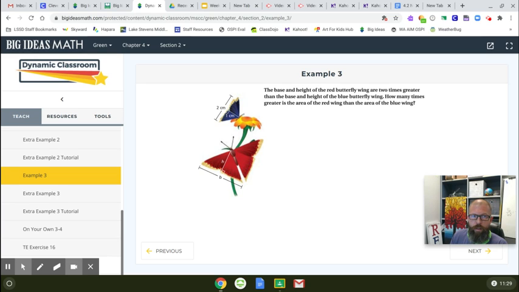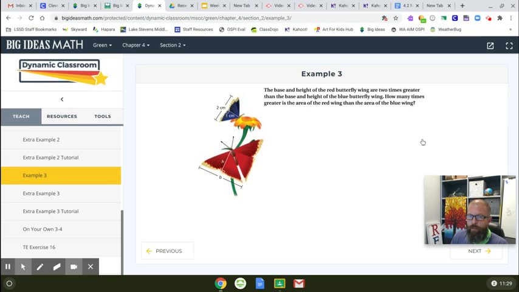All right, here we go. We are on example 3, chapter 4.2, working on the area of a triangle. This is just a couple pictures, and instead of triangles, it's turned butterfly wings into triangles. It says the base and height of the red butterfly wing are 2 times greater than the base and height of the blue butterfly wing. How many times greater is the area of the red wing than the area of the blue wing?